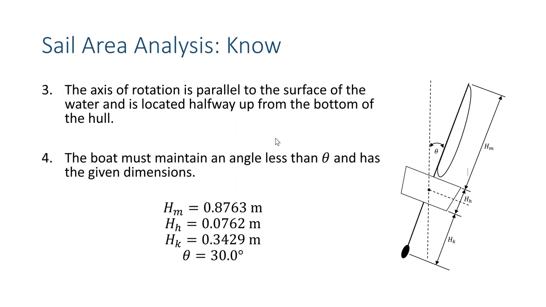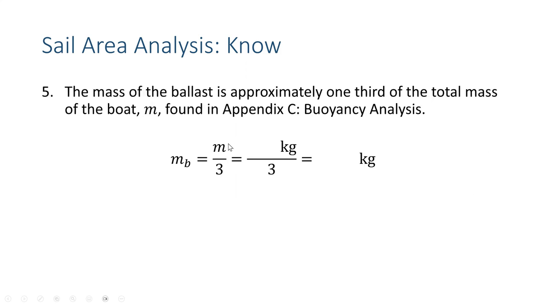Okay, so the boat must maintain an angle less than theta and has these given dimensions. So these dimensions are the dimensions of that boat that I have sitting in my office, which is a store-bought boat. It's substantially larger than the footy class sailboats that you'll be designing and building. And so these dimensions will not match your scenario, but they are good for us to have an illustrative example here. So the height of the mast is this, the height of the hull is this, the height of the keel is this, and our angle is 30 degrees.